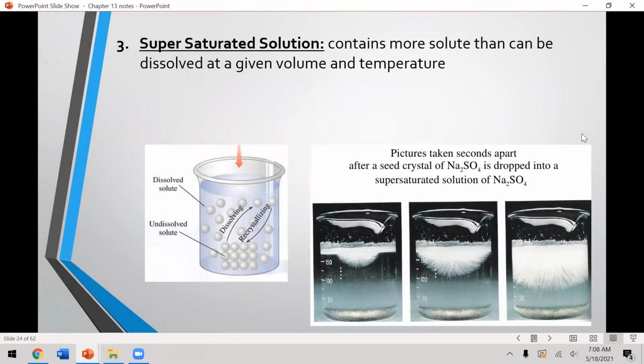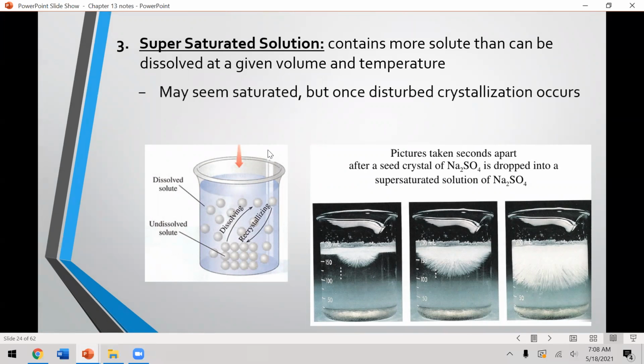You could also have what we call a supersaturated solution. This is going to contain more solute than can be dissolved. Think about if you put sugar in iced tea and you stir and stir and stir and it dissolves, and you add more sugar, and then eventually the sugar just sits at the bottom even when you're stirring. You can see that there's more solute in that glass than can be dissolved. However, sometimes you can have a supersaturated solution that looks saturated, but it's actually supersaturated. And disturbing the solution will cause recrystallization. It falls out of solution.